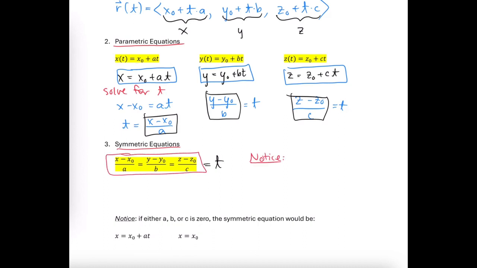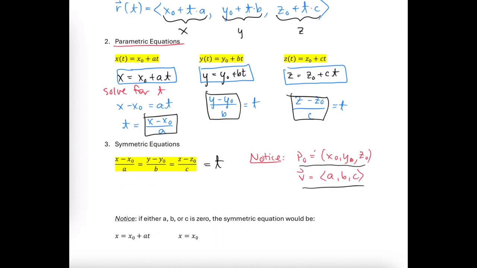Notice that the initial point being x naught, y naught, z naught is still showing up in these symmetric equations. It's going to be located in this position right here. And as well, the direction vector is also showing up in the symmetric equations. The direction vector components are the denominators of those symmetric equations. So we can see and pluck out that information if we are given the symmetric equations. Here's our direction vector here in the denominator, and then here's our ordered triple that is the point through which we pass.